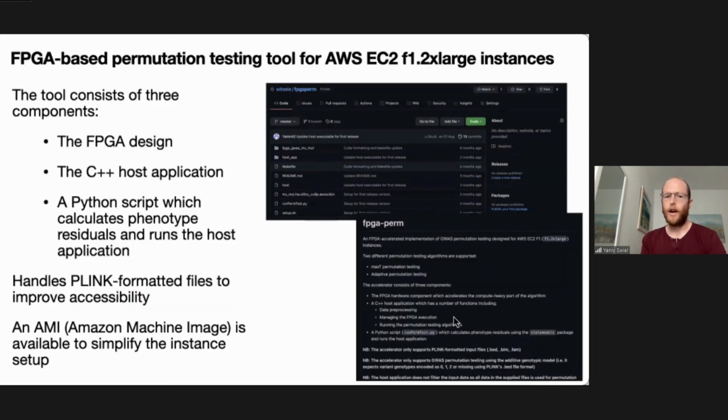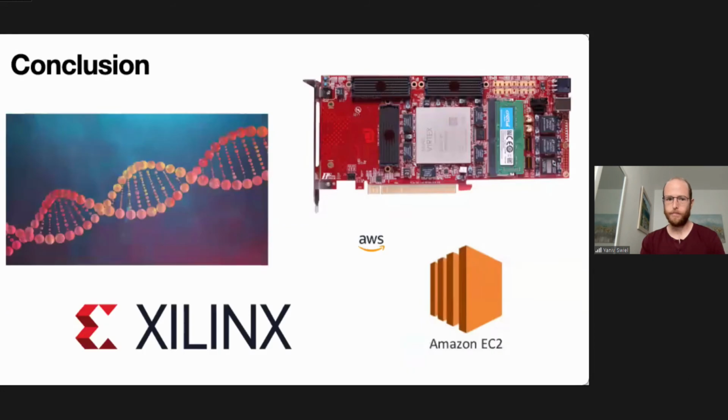As part of my research, I developed an FPGA-based tool to accelerate GWAS permutation testing on EC2 F1 instances. The tool consists of 3 components: the FPGA design, the C++ host application, and a Python script which calculates phenotype residuals and runs the host application. The tool handles Plink formatted files to improve accessibility, as they are an industry standard method of handling GWAS data. An AMI, or Amazon Machine Image, is available to simplify the instance setup, and all the code developed for the tool is available and documented on a GitHub repo, which will hopefully allow others to contribute to improving its features.